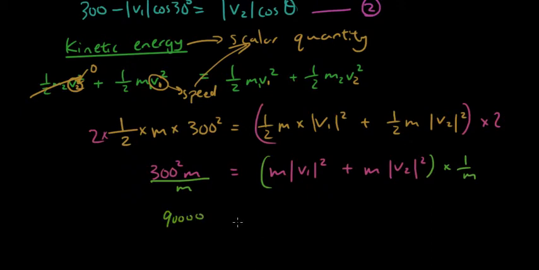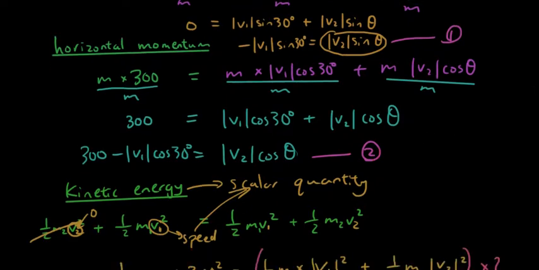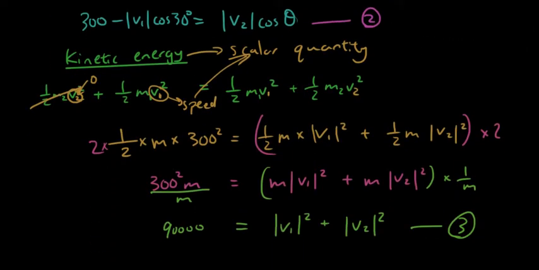90,000. Alright, equals v1 squared plus v2 squared. Okay, so now I have equation 3, which is really helpful because we have 3 equations and 3 unknowns now. Alright, now I'm going to write the 3 equations together so we can get a better idea on how we can solve them.